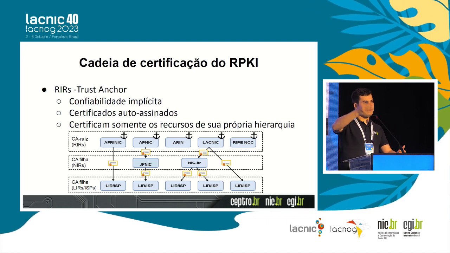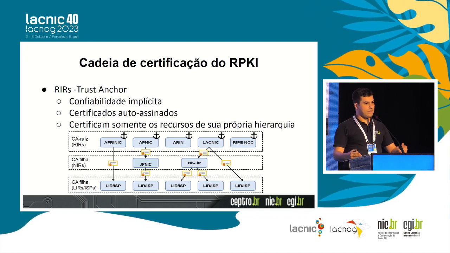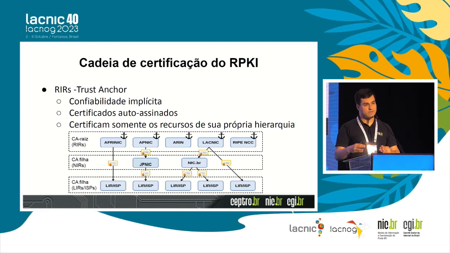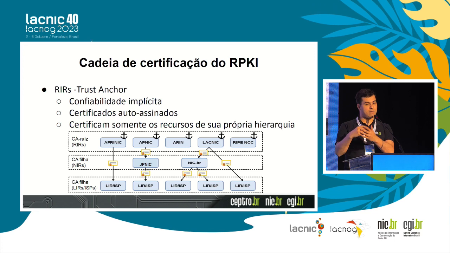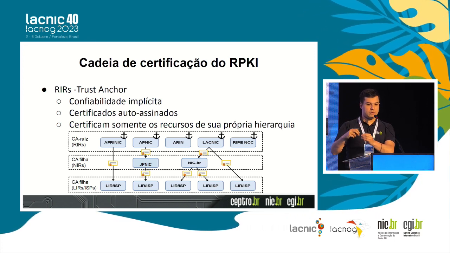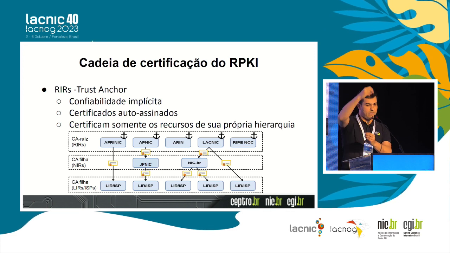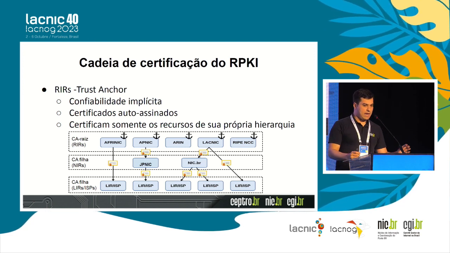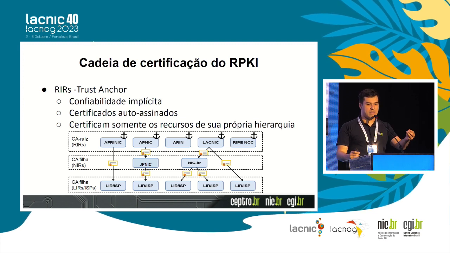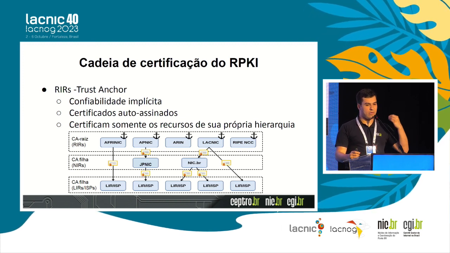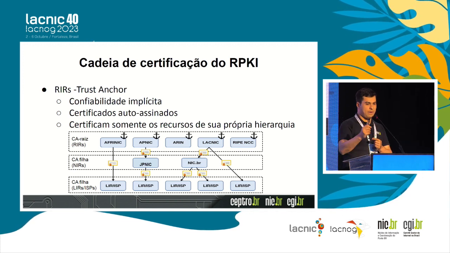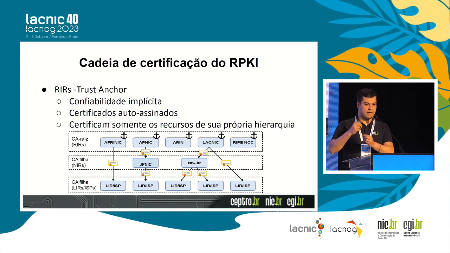Here, in the case of LACNIC, you have an arrow that points downwards because you needn't speak with NIC.br. If you're not in Brazil, you're going to directly speak with LACNIC, and you can use the delegated mode with LACNIC, installing the same software as with us, but instead of speaking with NIC.br, you're going to speak with LACNIC. Here we have the CA root because these are self-signed certificates.